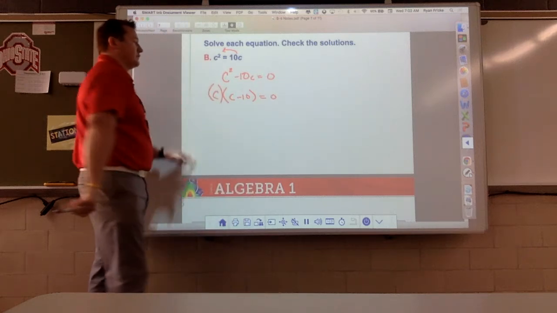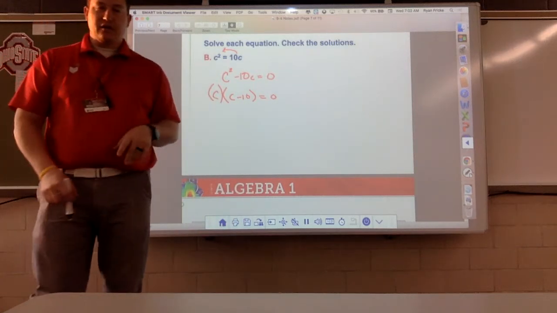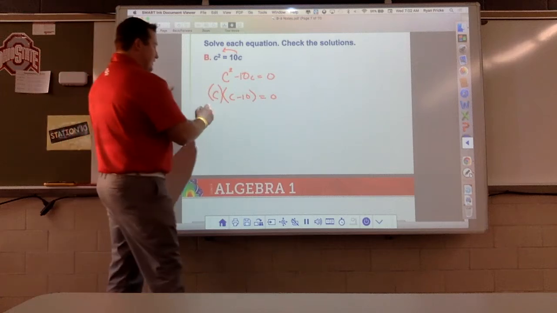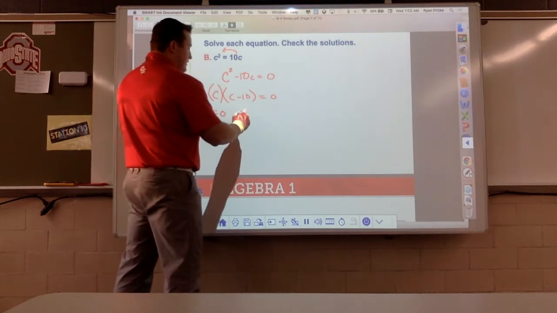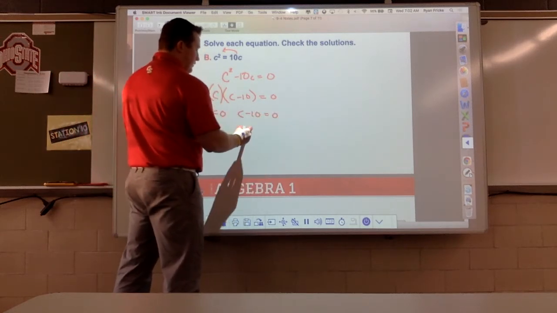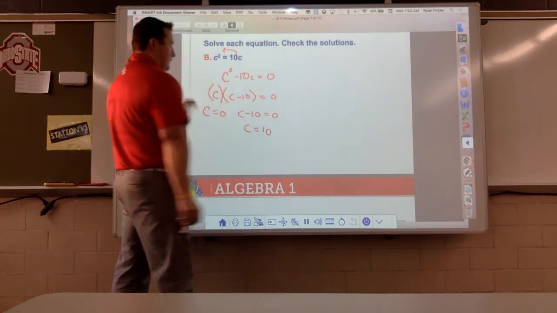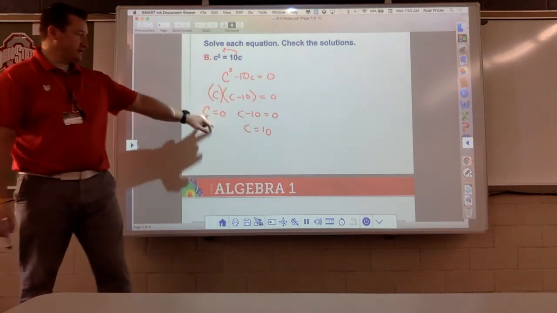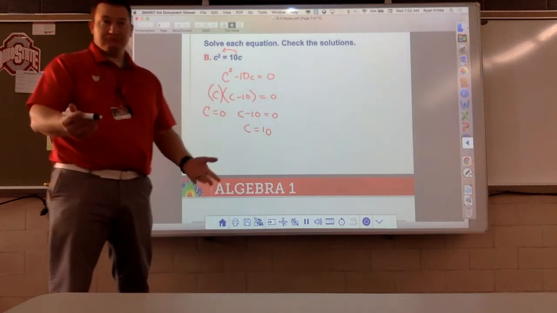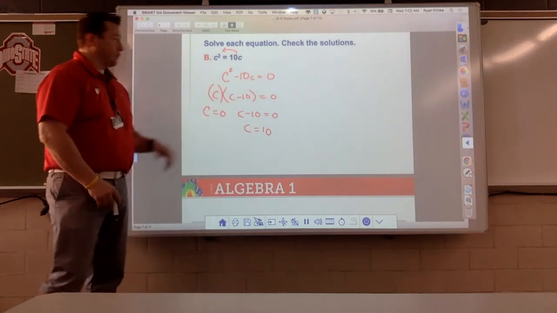Maybe you feel better if I do the parentheses. There you go. Now it looks just like the one before. Set each one of these equal to 0. So c equals 0, c minus 10 equals 0. Solve. You know what I mean? There's your two answers, 0 and 10. Okay. We're doing pretty good here.